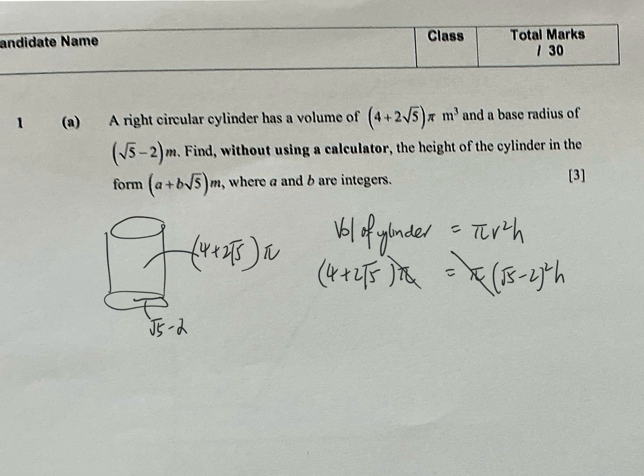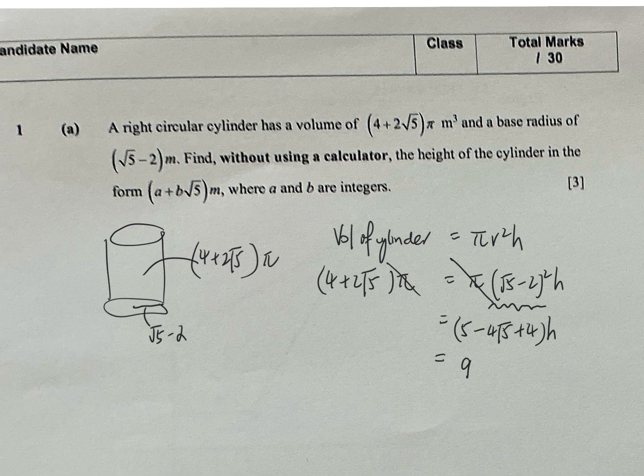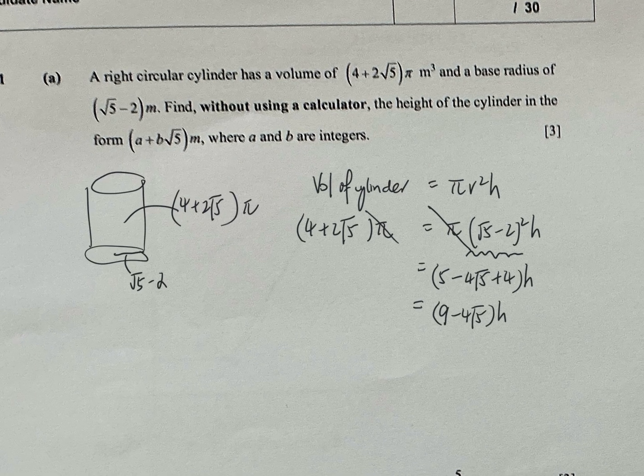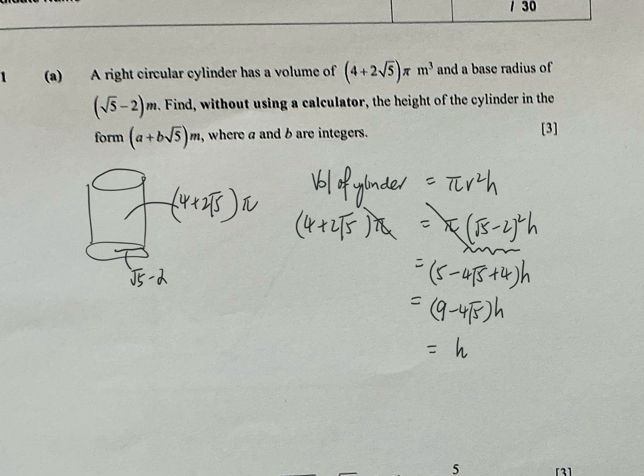Don't expand it out. Second thing is go and expand this. So 5 minus 4 root 5 plus 4. So you will end up having 9 minus 4 root 5 h. So once you are done with that step, bring the 9 minus 4 root 5 down to divide.